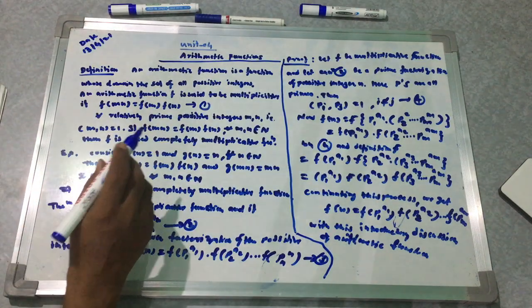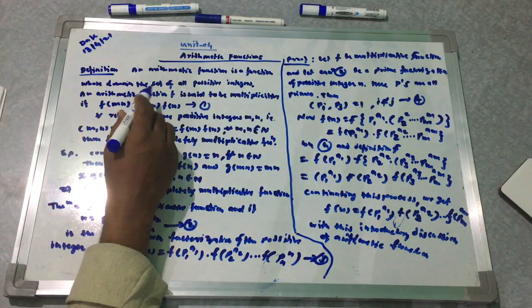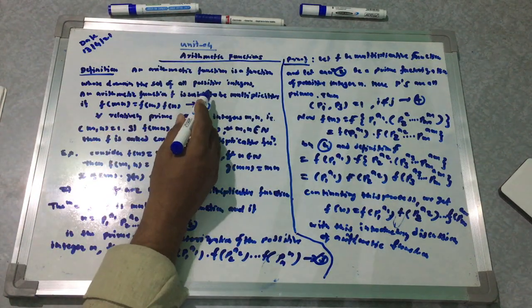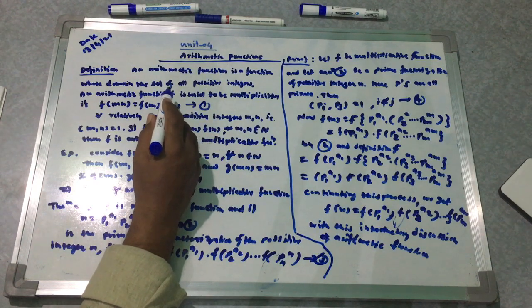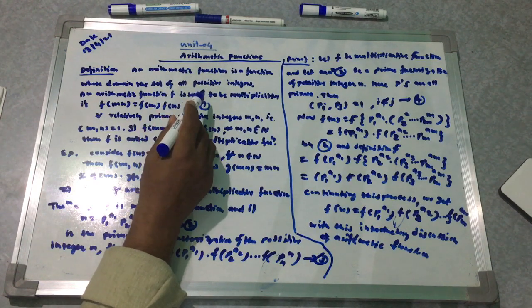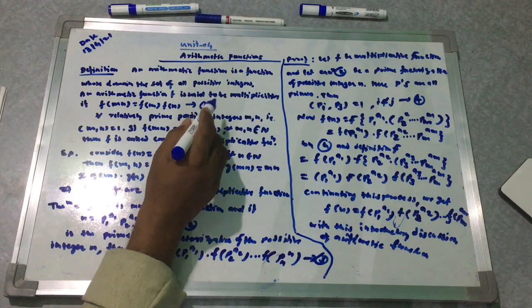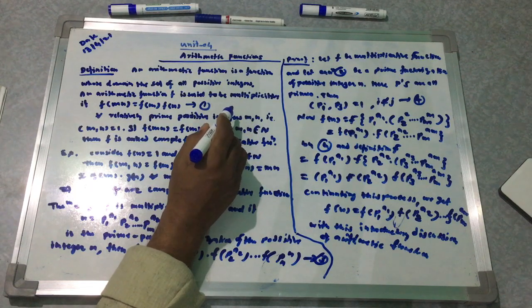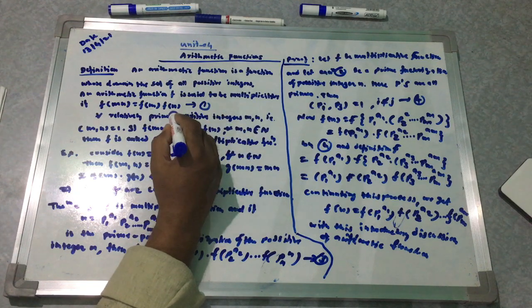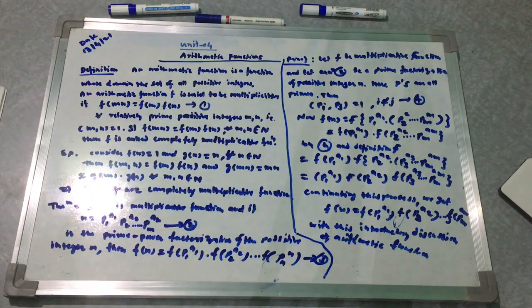Unit 4, arithmetic functions. Definition: an arithmetic function is a function whose domain is the set of all positive integers. An arithmetic function f is said to be multiplicative if f of mn is equal to f of m into f of n, for relatively prime positive integers m, n, that is, gcd of m, n equal to 1.